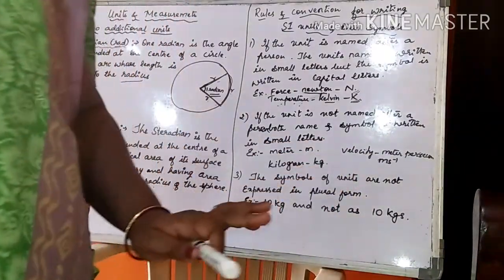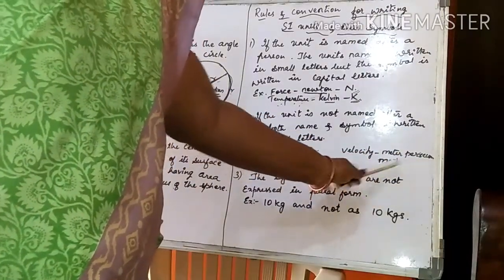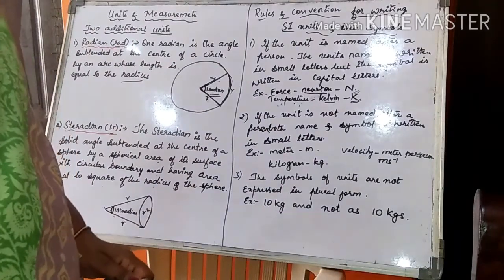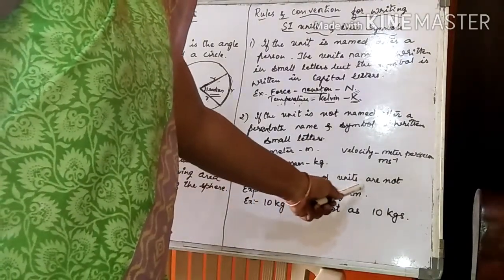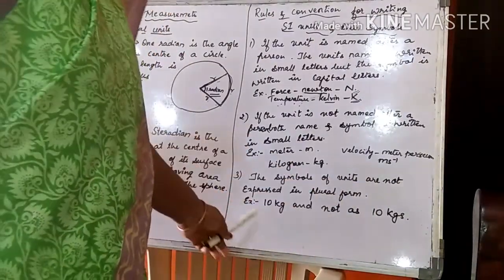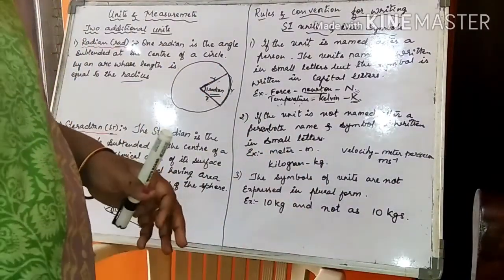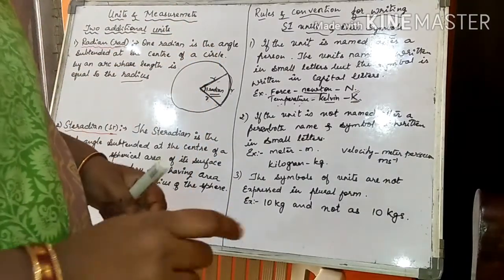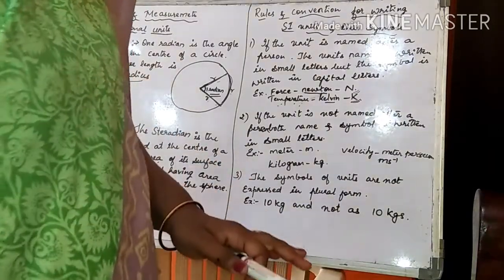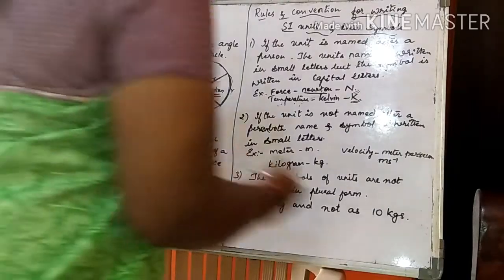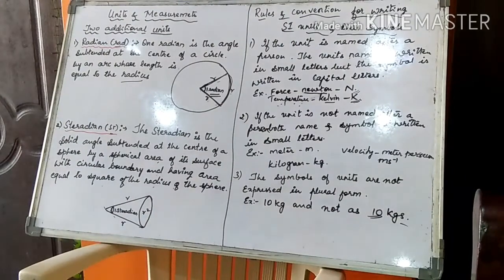Velocity is not named after any person, so it is meter per second, with the unit m s raised to minus 1. Then the third rule: the symbols of units are not expressed in plural form. If it is 5 kg or 5 meter, it is not written as 5 meters or 5 kgs. The same here, 10 kilogram, not 10 kilograms. The number itself gives the plural form, so there is no need of adding s.